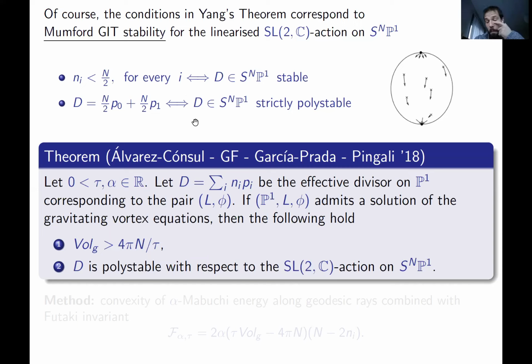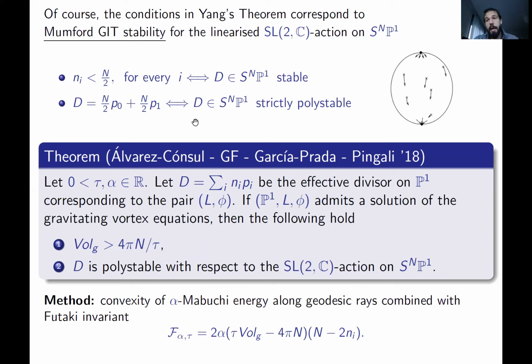Okay. So the method uses this moment map interpretation a lot. So the idea is the following. You have an analog of the Mabuchi energy, which depends on alpha and tau. And this Mabuchi energy is convex along geodesics. And now automorphisms of P1 produce geodesics. And this is what you'd use. And the other thing you need to know is a formula for the Futaki invariant. And the Futaki invariant is given by this very explicit formula once you have fixed a point in the divisor.